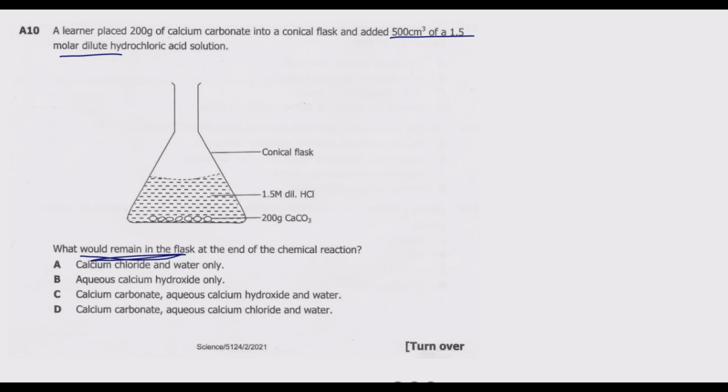So for us to know what will remain in this conical flask, we need to know what is happening. So let us write the chemical equation. So we have hydrochloric acid, then we are adding, this is aqueous, we are adding calcium carbonate. This is a solid, as you see. Then what are we going to get? So when acid reacts with carbonates, they give salts, carbon dioxide and water.